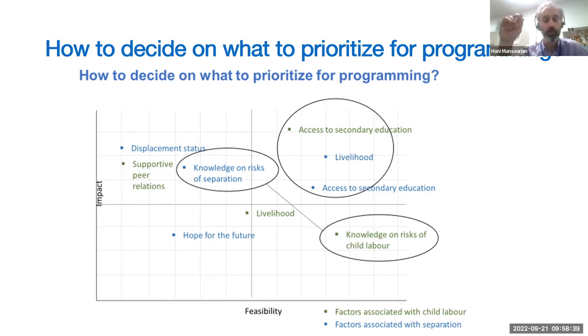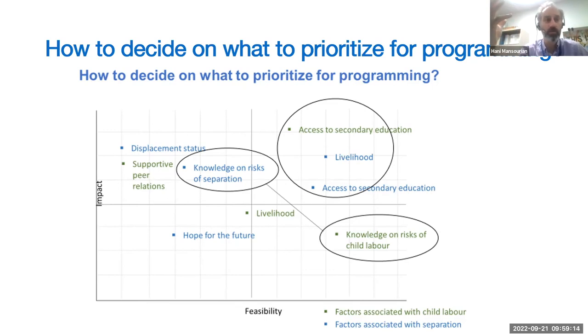It gives you a tool that allows you to say, okay, access to secondary education is a risk factor for child labor. Now, if we address access to secondary education, is it going to be high impact in terms of preventing child labor, or is it going to be low impact? If it's high impact, it will go high on the y-axis, right? So it will be put pretty high on the impact line. Now, we also think about how feasible it is to address access to secondary education.